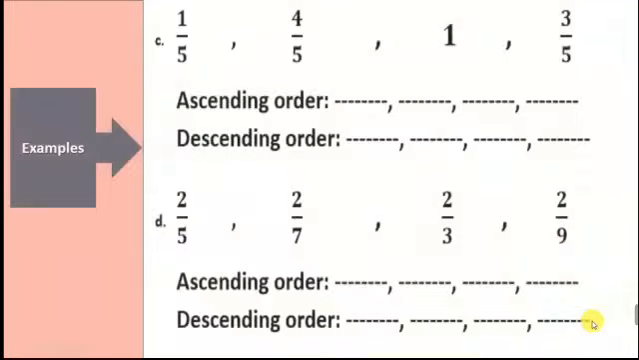Another example. 1 over 5, 4 over 5, 1, and 3 over 5. Here we have the same denominator, 5, 5, and 5, but here we have 1. Instead of 1, we can put 5 over 5 to be the same denominator as the other fractions. Now we have the same denominator for all the fractions.